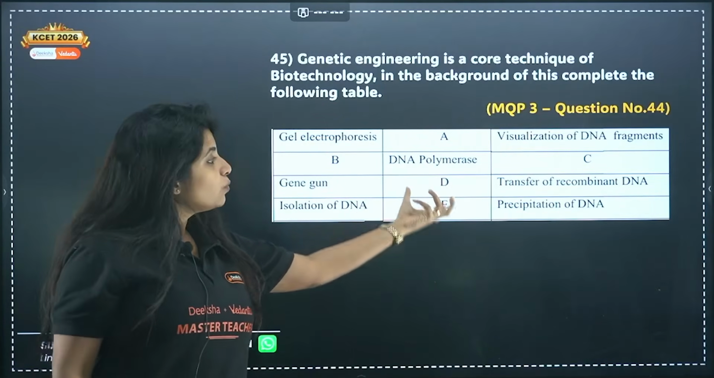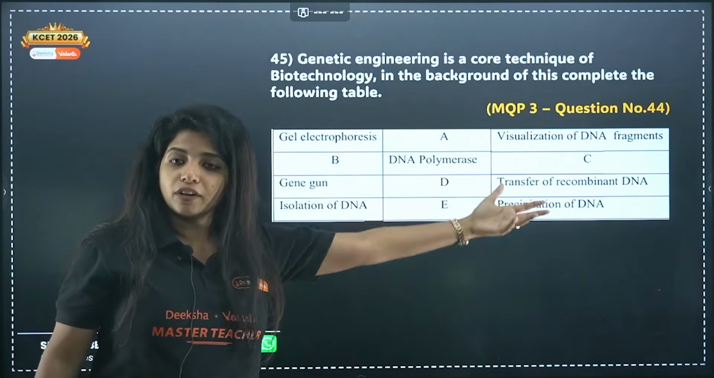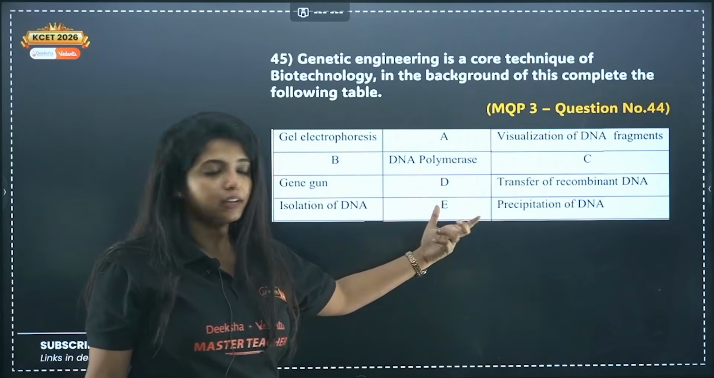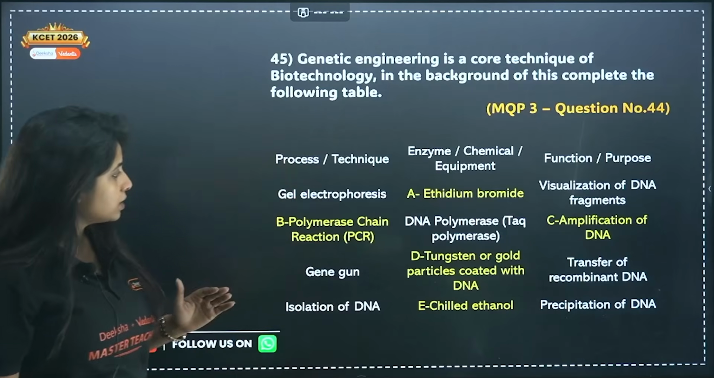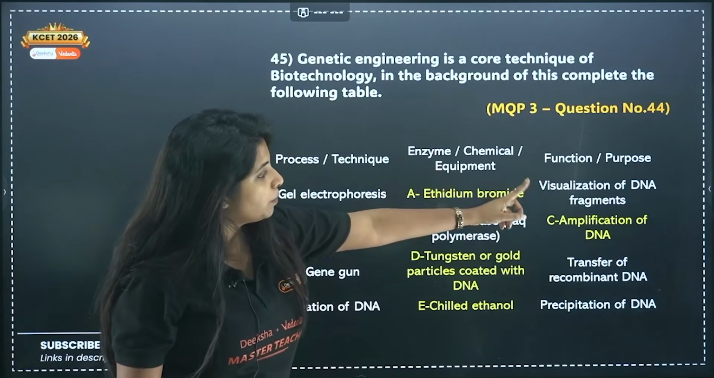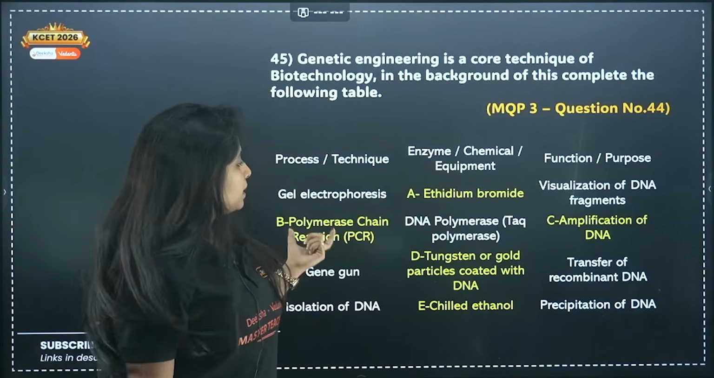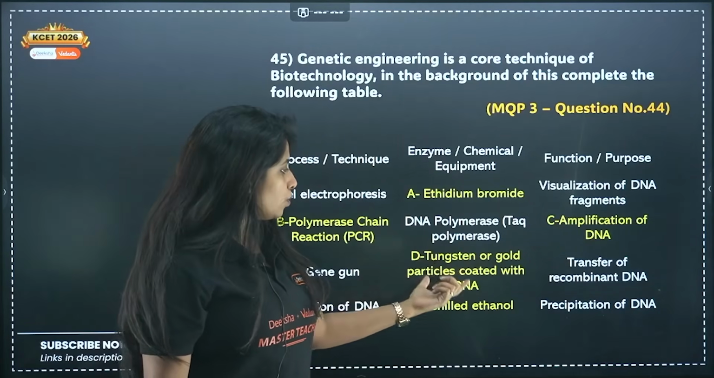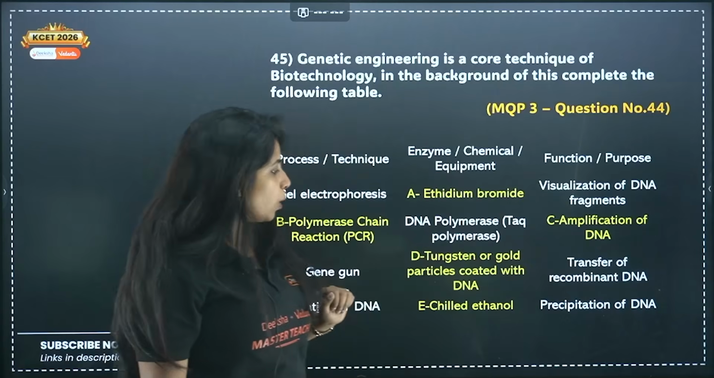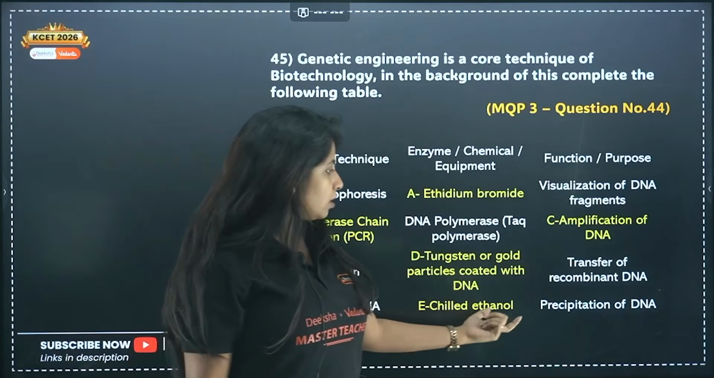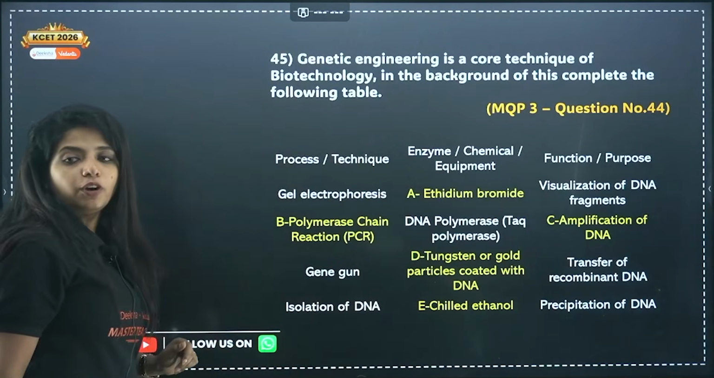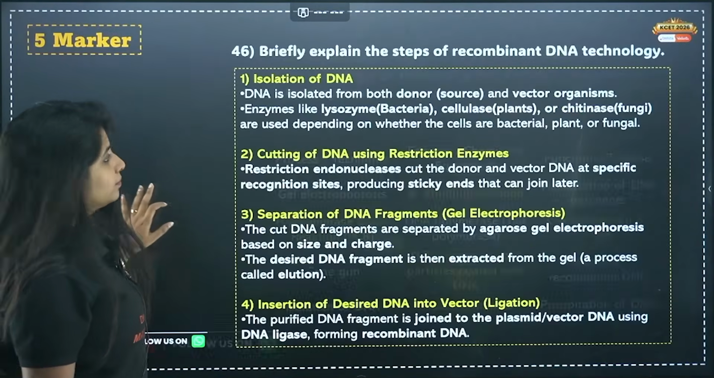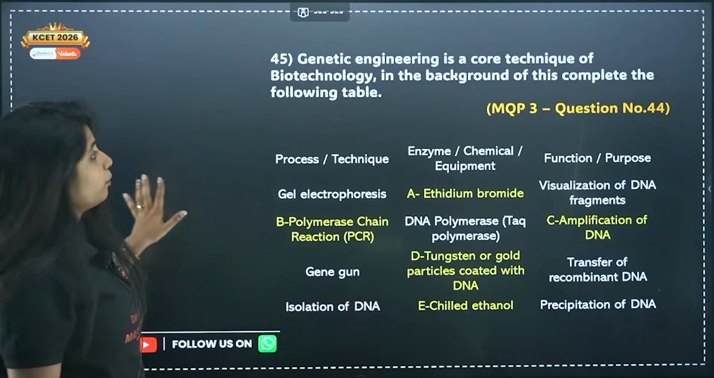So it is being asked what is being used over here. And there, what is the function of it? Isolation of DNA. For that, what do we need? We need chilled ethanol. It helps in precipitation of DNA. So all of it looks like this. Gel electrophoresis, ethidium bromide helps in visualization of DNA fragments. PCR, DNA polymerase helps in amplification of the DNA. Gene gun, you use tungsten or gold particles coated with DNA, helps in transfer of recombinant DNA. Isolation of DNA, chilled ethanol, precipitation of DNA. So you just have to mention A, B, C, D and tell your answer. Okay? This is in this year's model question paper.